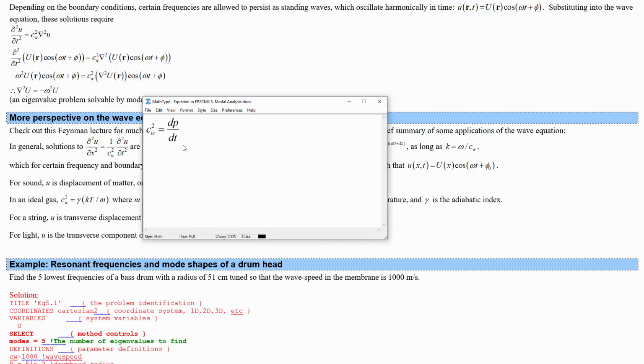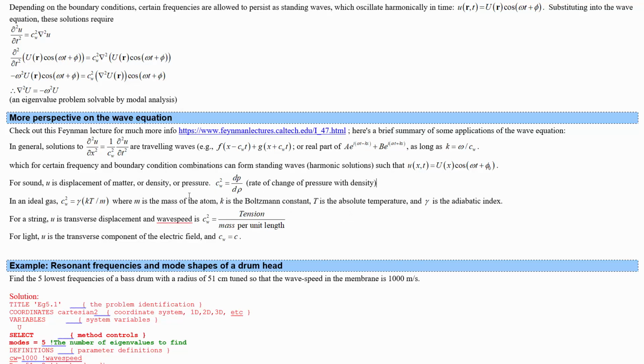Ooh, I've got a typo in there. This should be pressure with respect to density down there. Yeah. In an ideal gas, you can find that the wave speed is the square root of gamma kT over m. m is the mass of the atom, k the Boltzmann constant, and T is the absolute temperature, while gamma is this number called the adiabatic index, usually a little bit more than 1 depending on the gas that we're talking about.